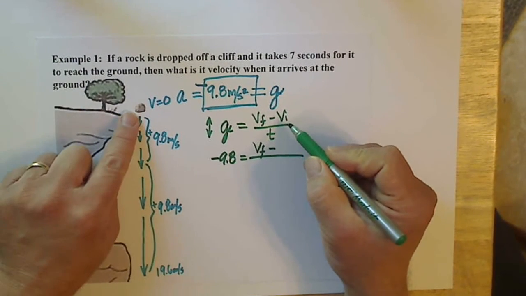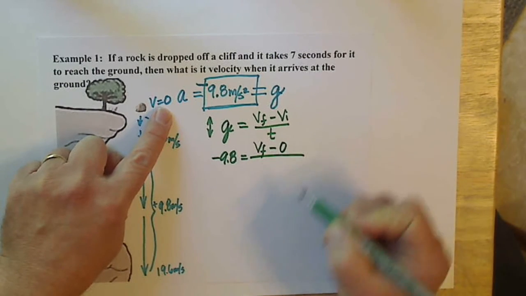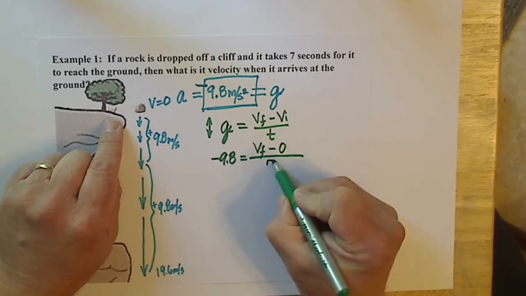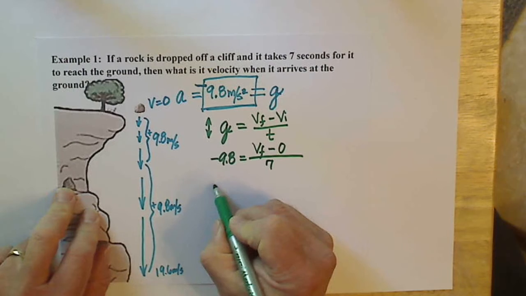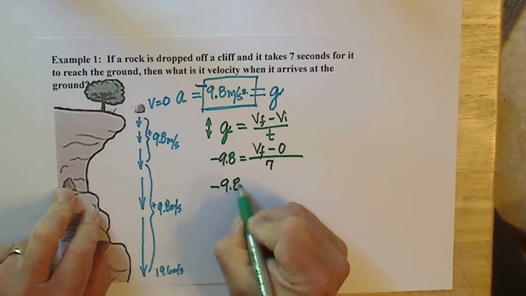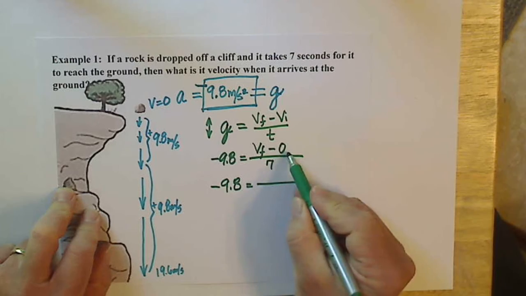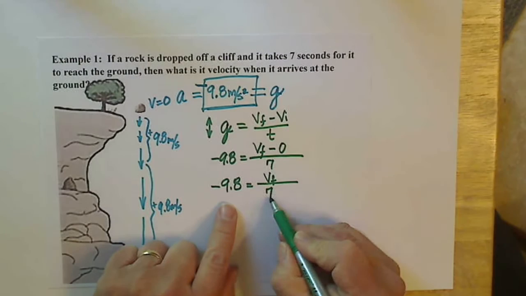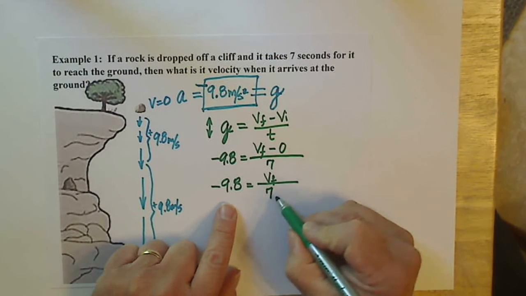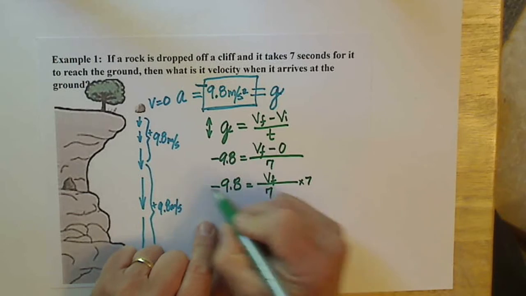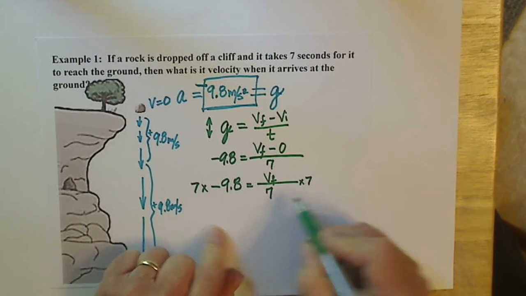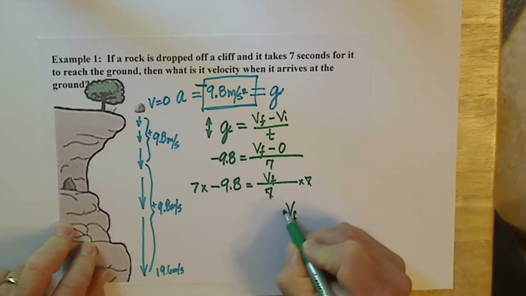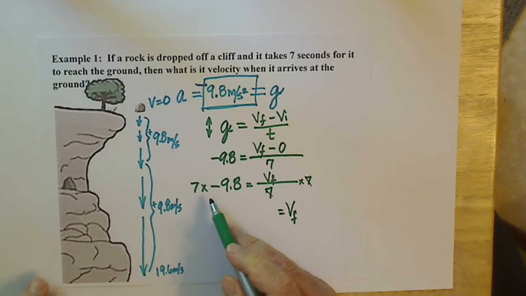VI, remember, when you first let go of that rock, the initial velocity was 0. So that's going to make it a little easier. And the amount of time we're going to let this thing drop is 7 seconds. So we put a 7 right there. Now let's simplify this down a little bit. Negative 9.8. VF minus 0 is just VF. 7 is still down here. Now we've got to get rid of that 7. It's in the denominator, so since you're dividing by 7, you've got to do the opposite, multiply by 7. So these 7's cancel out, leaving you with VF is equal to 7 times 9.8.